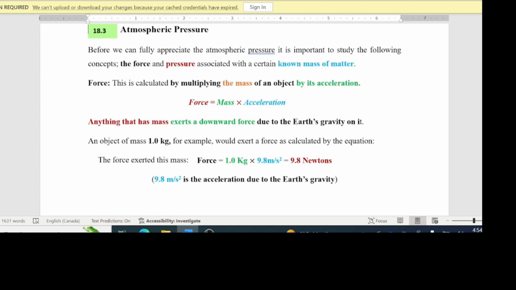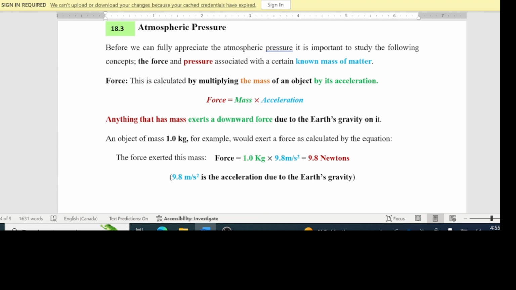An object of 1 kilogram, for example, would exert a force as calculated by the following equation. Force will be equal to 1 kilogram times 9.8 meters per second squared, and that is equal to 9.8 newtons. 9.8 meters per second squared is the acceleration due to gravity. So if you want to know the force of an object on the Earth, you multiply its mass in kilograms times the acceleration due to gravity on Earth, which is this.